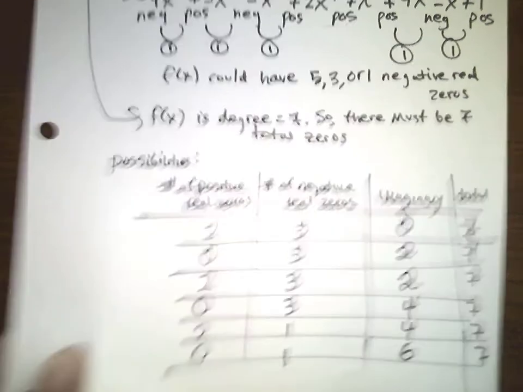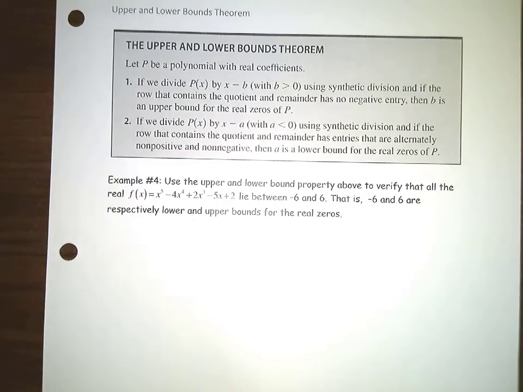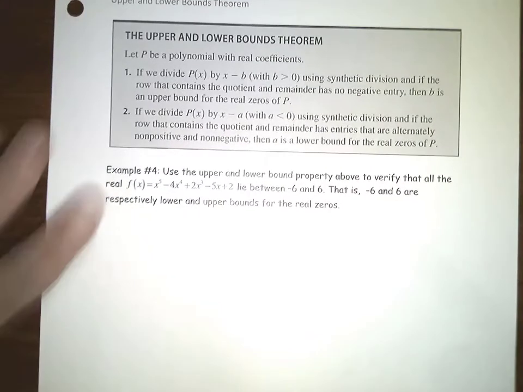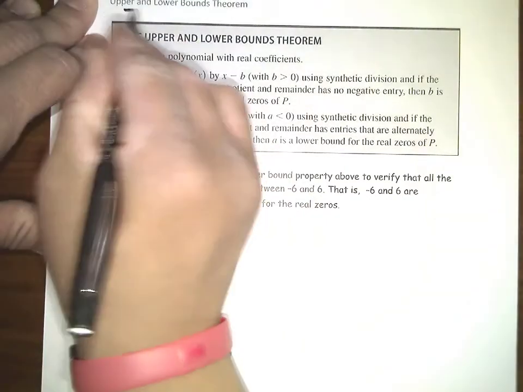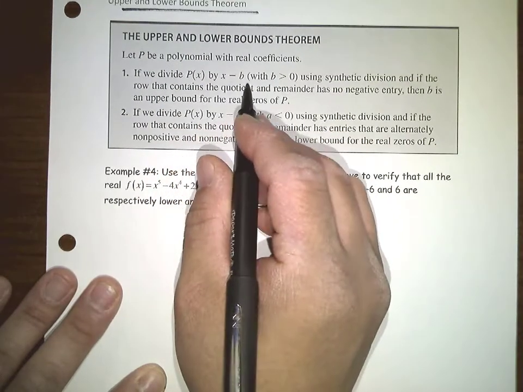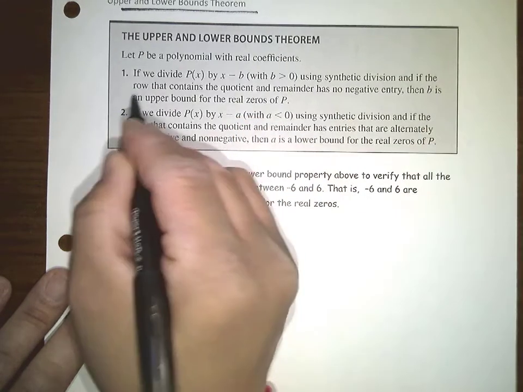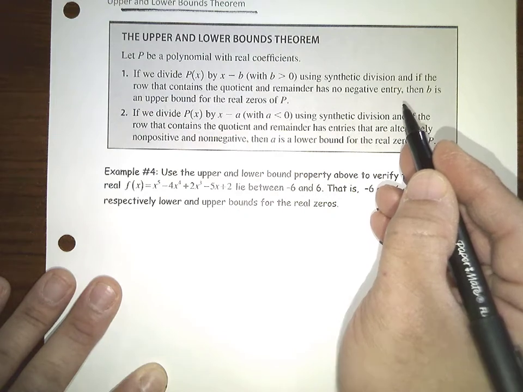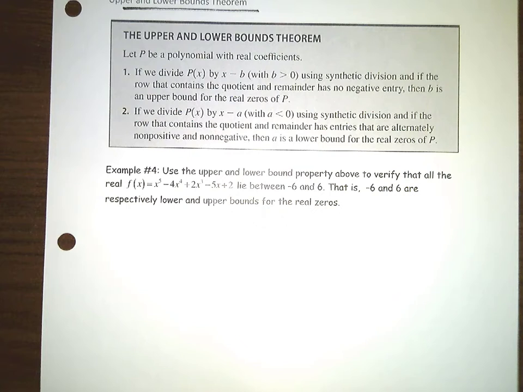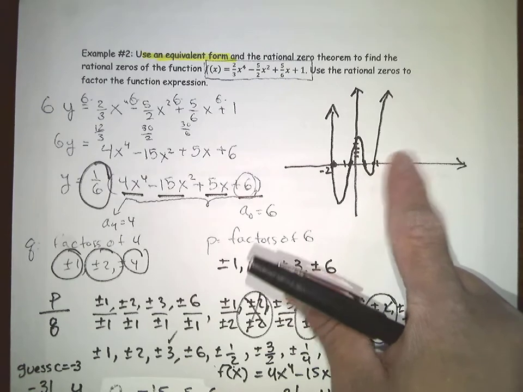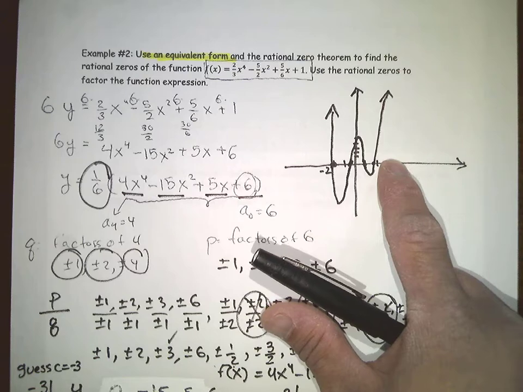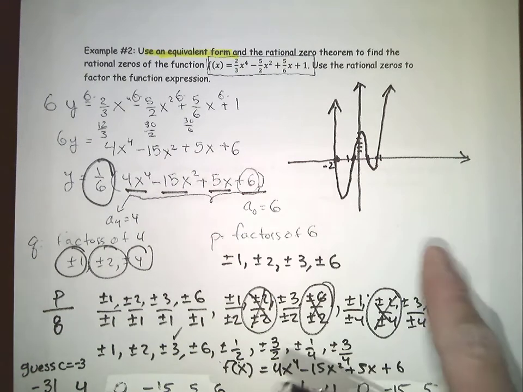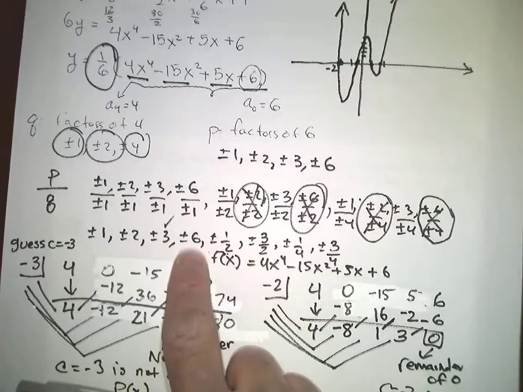All right, so now for the upper and lower bounds theorem. Let P be a polynomial with real coefficients, and divide P of x by x minus b using synthetic division. If the row that contains the quotient and remainder has no negative entry, then b is an upper bound for the real zeros of P. What that actually means is that you use this theorem to say there is an upper bound on what the zeros could be. Say it was 3: if 3 is the upper bound of what the zeros could be, then I wouldn't actually need to check 6.